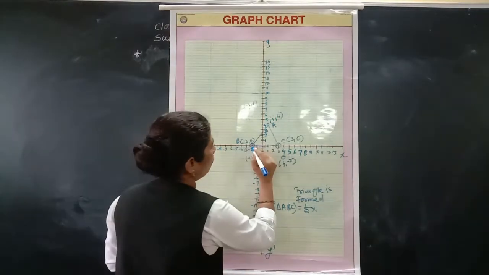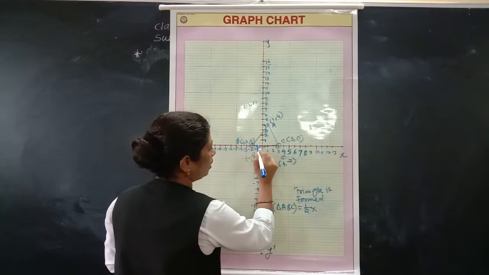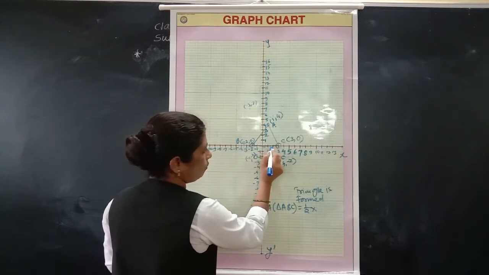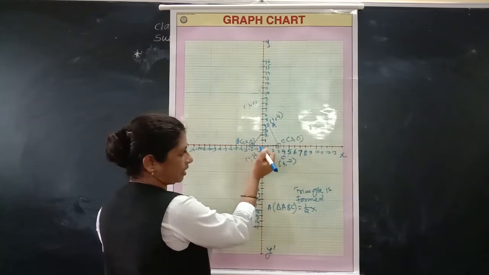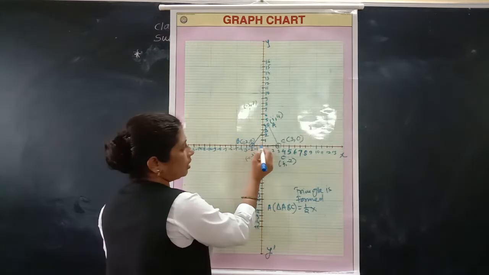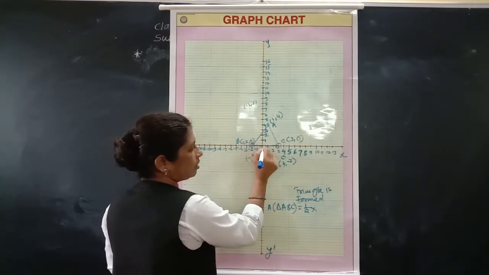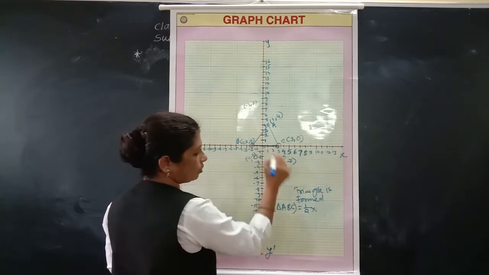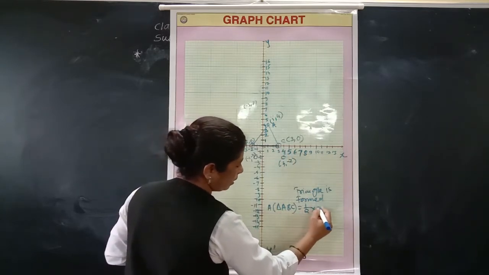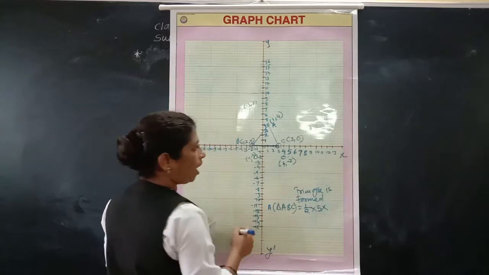So here we can count like this also: 1, 2, 3, 4 and 5. Or from the x-axis, from 0 to 3 this is 3 unit distances, and in the negative direction it is 2 unit distances. So 3 plus 2 is the total, it is the base of your triangle, right? So 3 plus 2 is 5. So base will come 5 into height.